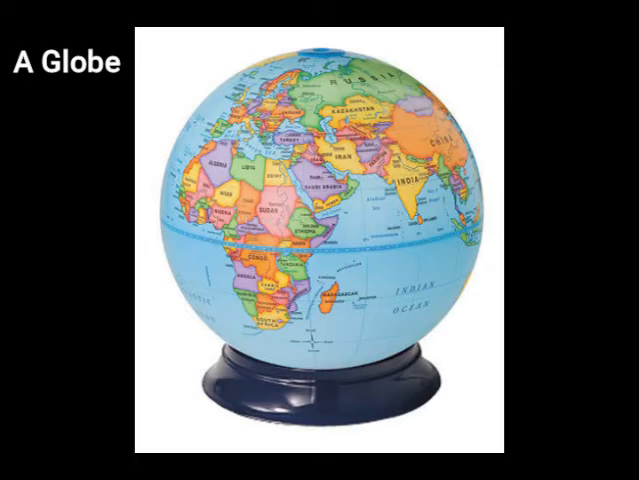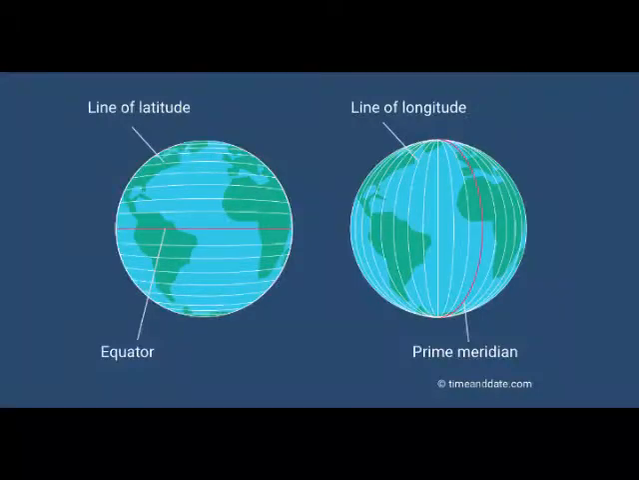In the first picture, we can see a globe. Now, a globe is a spherical model of the earth. It shows the shape of the earth correctly with very little variations. It shows correct positions and places and gives an idea of meridians of longitudes and parallels of latitudes.